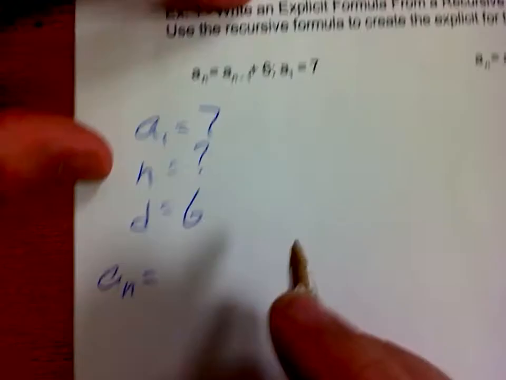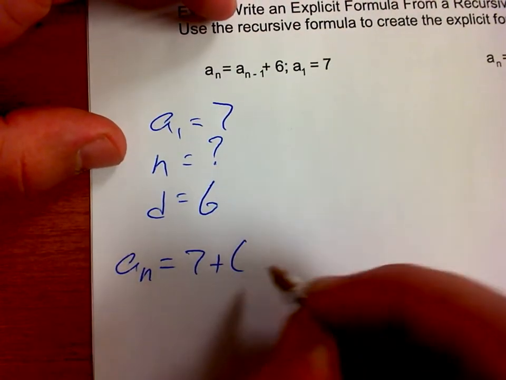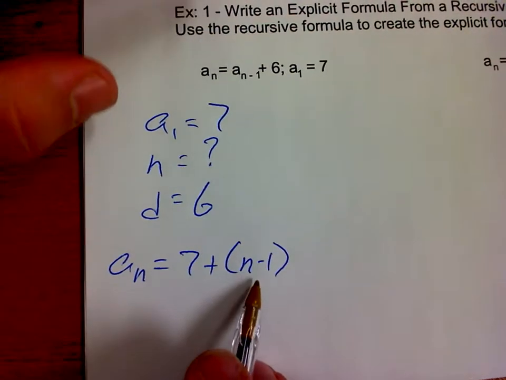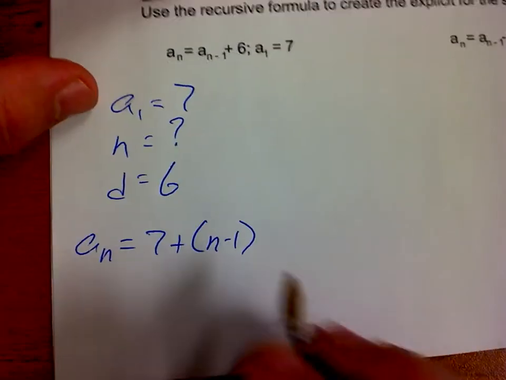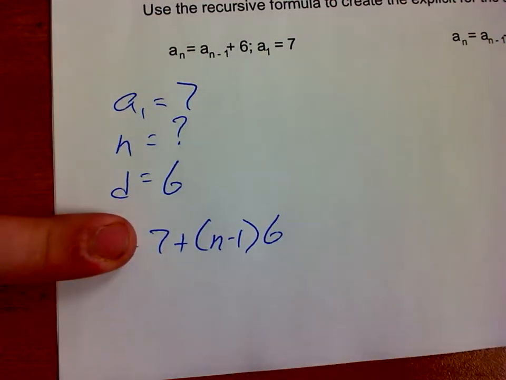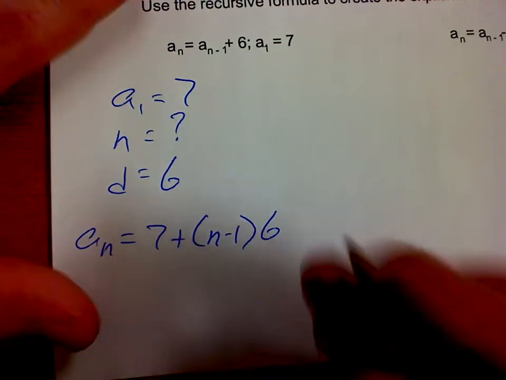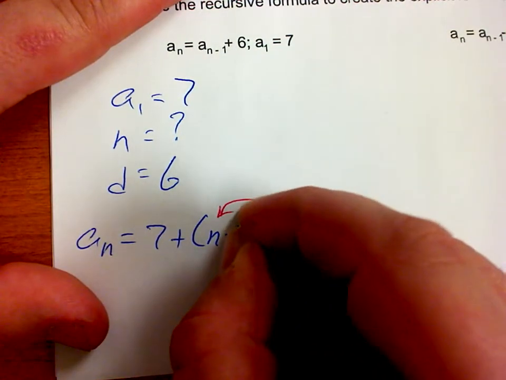So a sub n is equal to the first term in the sequence, which is 7, plus in parentheses n minus 1, since we still don't know what n is, we're going to leave those n's alone, times the common difference, 6. Okay, so now if we were left with something like this, we would normally need to distribute the 6 and combine like terms. We are going to go ahead and do that here.